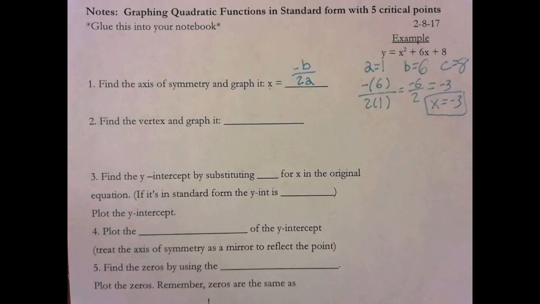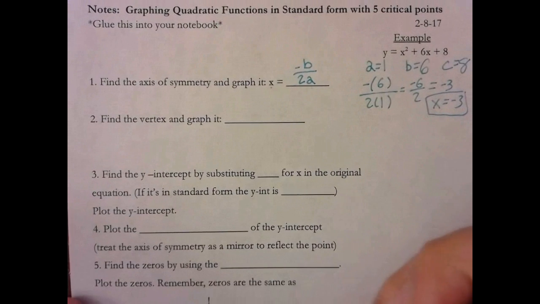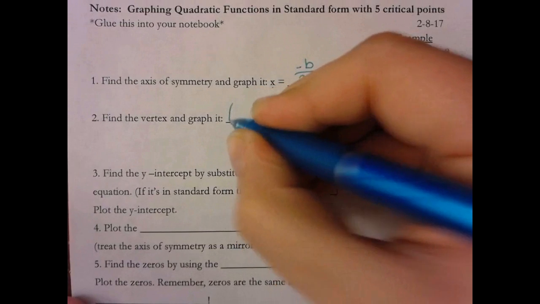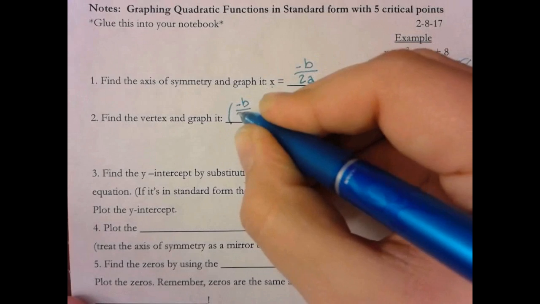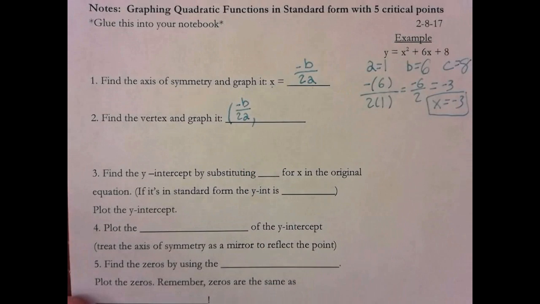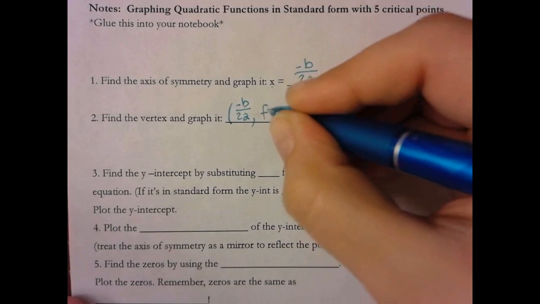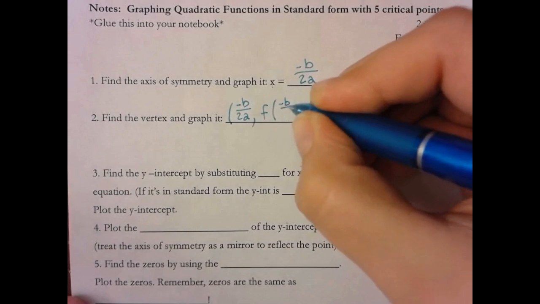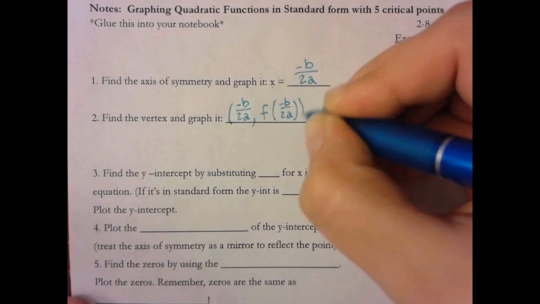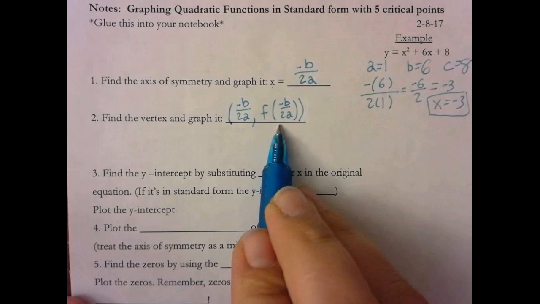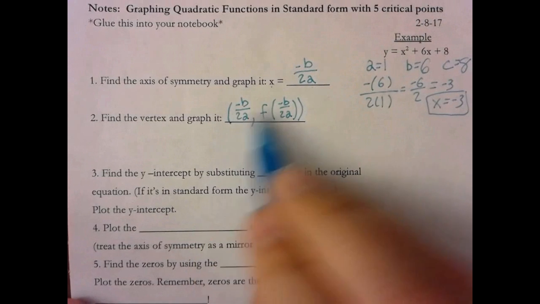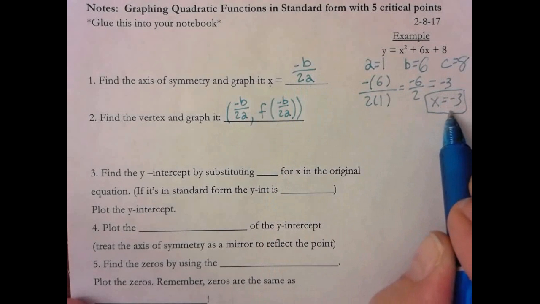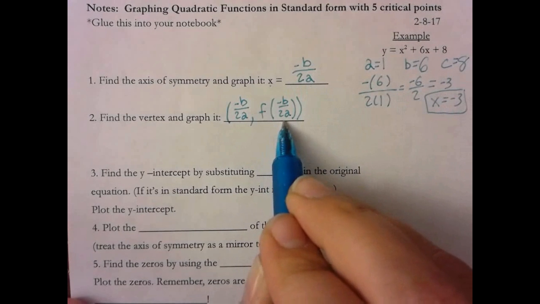Now we need to find our vertex and graph that. Remember, the vertex is the highest point or lowest point of the graph. The x value of it is negative b over 2a, and our y value is f of that number. In other words, our y value is whatever we get when we plug this into our equation. We already know negative b over 2a is negative 3. We just need to find the y value.